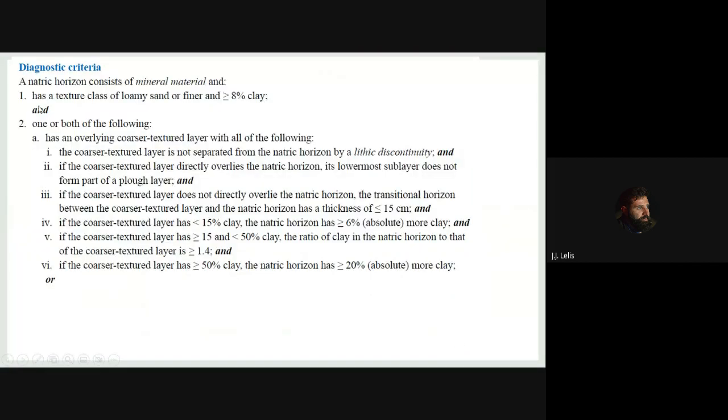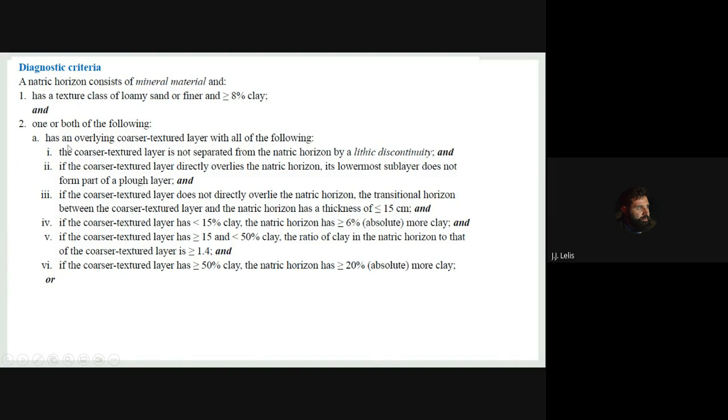Okay, good. The nitric horizon is a mineral material, as I said. It possesses an organic carbon content that's lower than 20%. It should possess a texture that's classified as loamy sand or finer and possess at least 8% of clay. And it's quite easy to understand why, because we are talking about a horizon that accumulates clay, so it should present at least 8% of clay and a fine texture, okay?